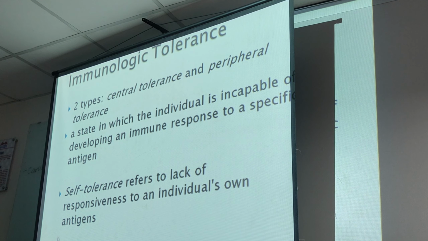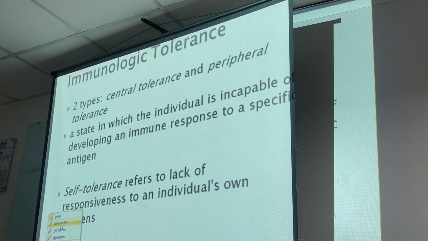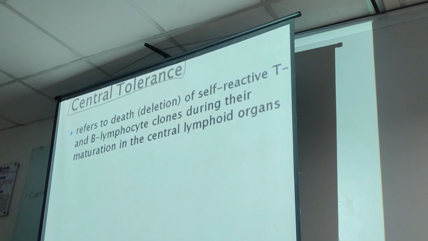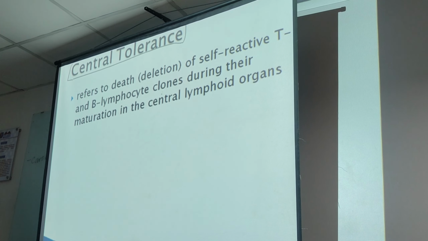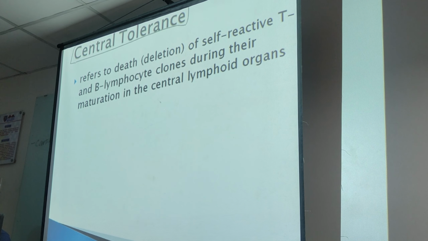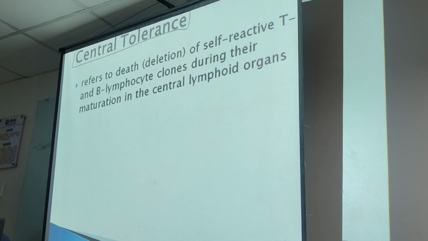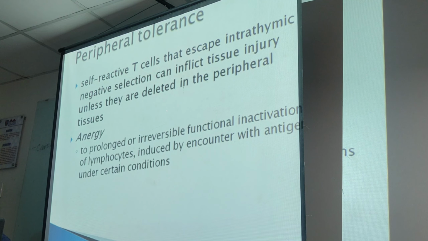You have two types of tolerance, central and peripheral. Central tolerance is in your thymus and bone marrow, making sure that the lymphocytes being released into circulation do not have the risk of reacting to your healthy cells. So this refers to the death or deletion of self-reactive T and B lymphocytes during their maturation. Peripheral tolerance is the process happening when potentially self-reactive T or B cells are released to the circulation. However, there are certain processes still intact that will prevent these potentially harmful lymphocytes from doing damage.